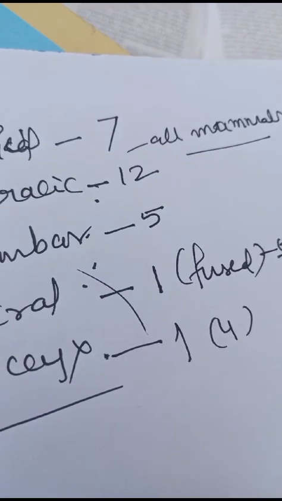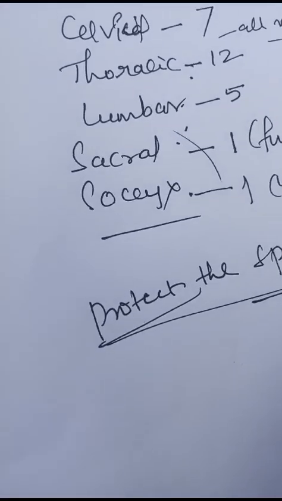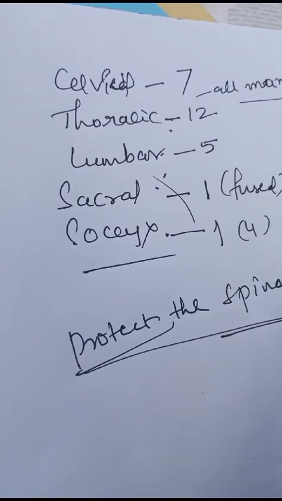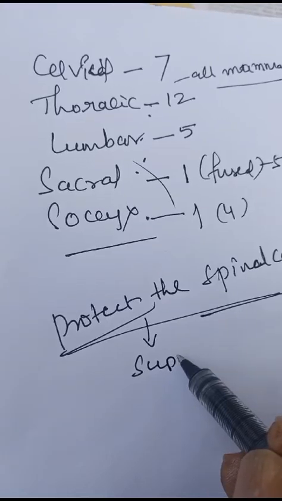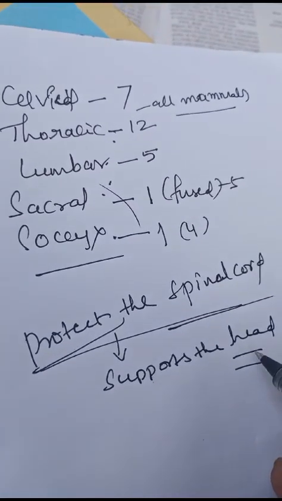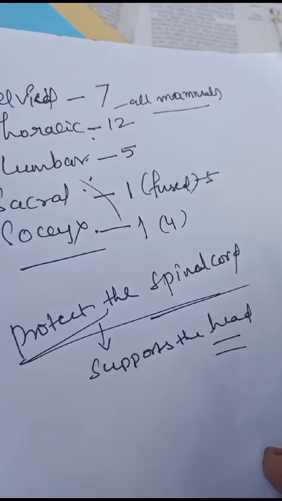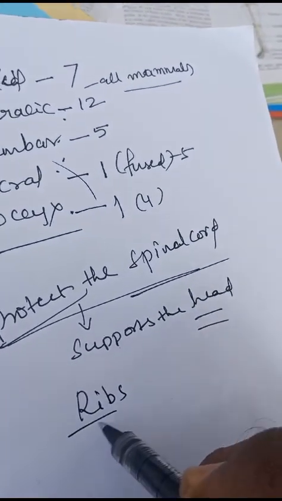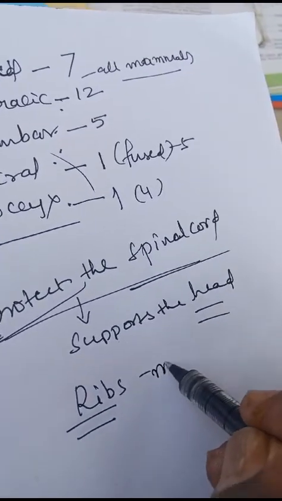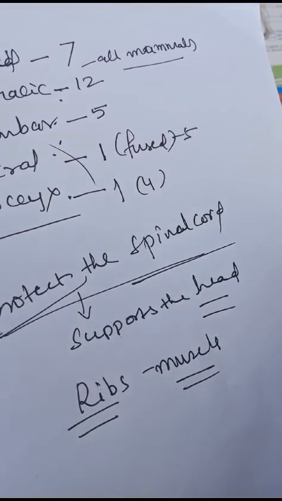What is the use of the vertebral column? Vertebral column protects the spinal cord. And the vertebral column supports the head and serves as the point of attachment of the ribs. Vertebral column is attached with ribs on the dorsal side, and with muscles also. It is also attached with muscles of the back, right?